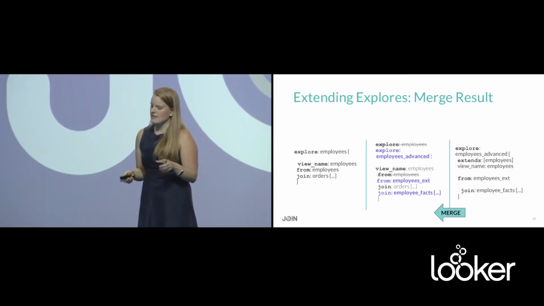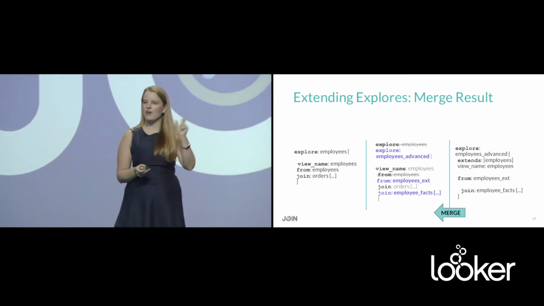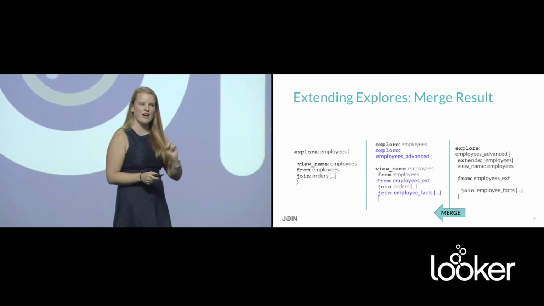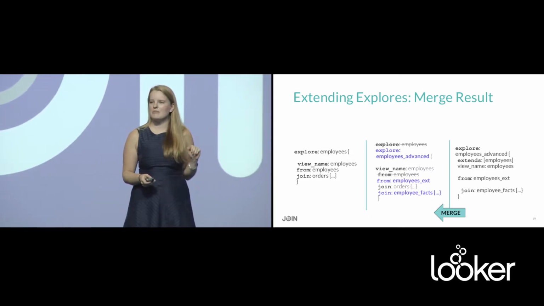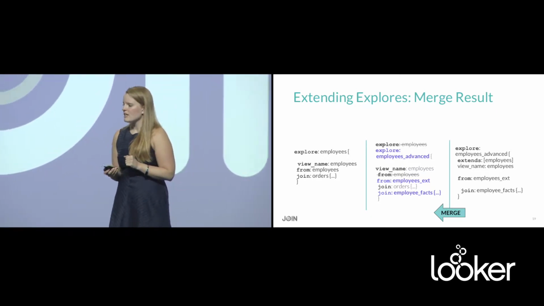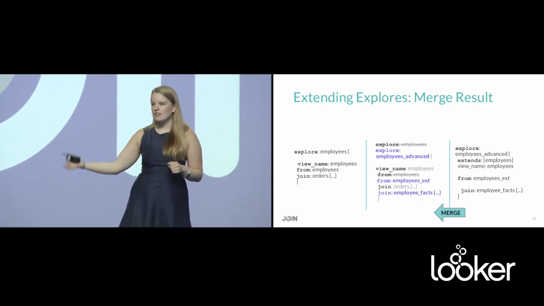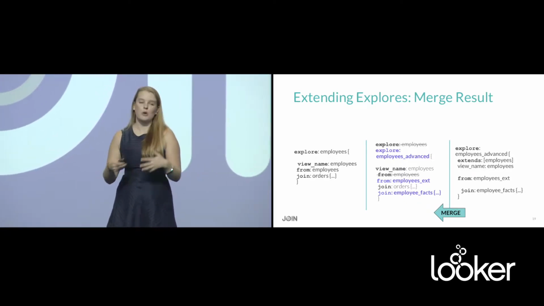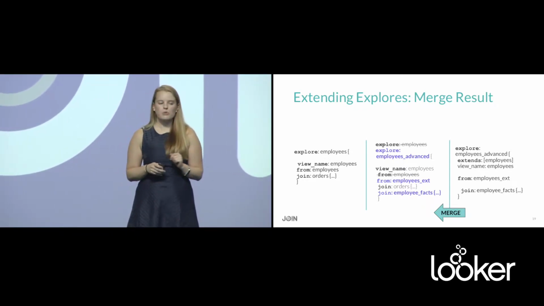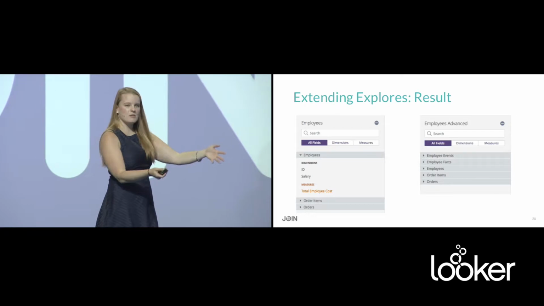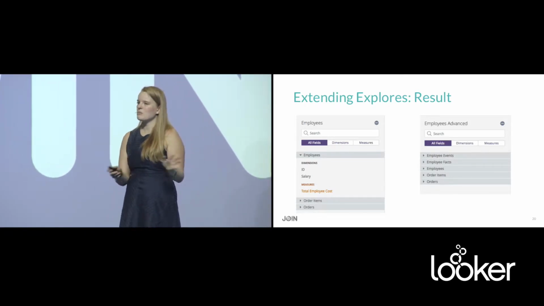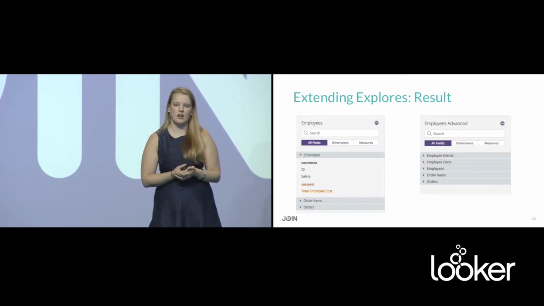So in this case, the main conflict that we have is that from clause. Instead of pulling from that main employees Explore that everyone has access to, we're pulling from that extended version that has our full list of fields defined. And then any new code, those added joins that we had, those just get interpreted and added into that extended Explore. So the result is a base employees Explore, where we have just a few fields defined, and this is accessible to everybody, finance and our HR team.